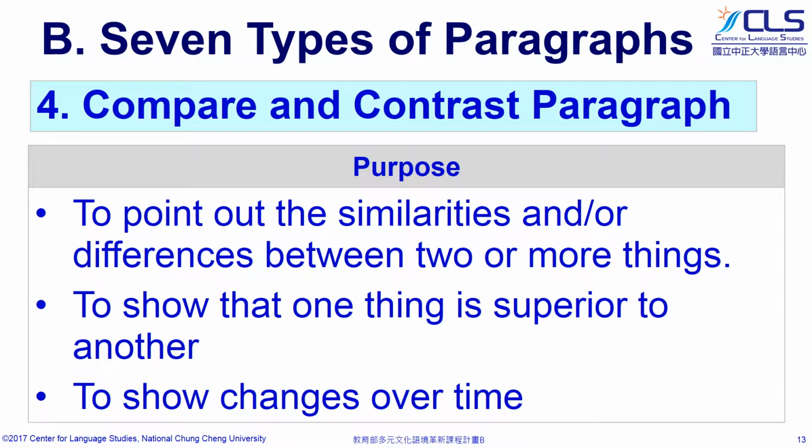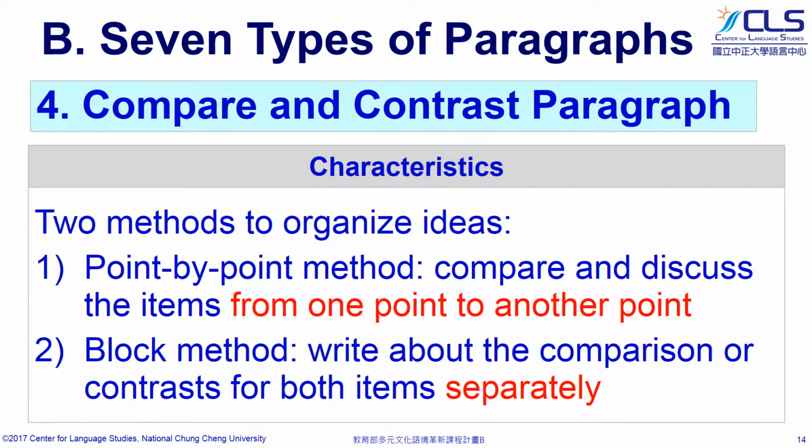Another type is compare and contrast paragraph. We can use it for the following purposes: to point out the similarities and/or differences between 2 or more things, to show that one thing is superior to another, or to show changes over time. We can organize ideas using 2 methods: point by point or block method. For point by point method, we compare and discuss the items from one point to another. And when we use block method, we write about the comparison or contrast for the items separately.